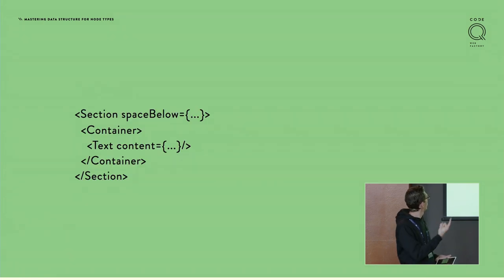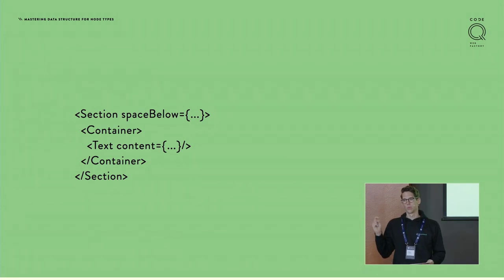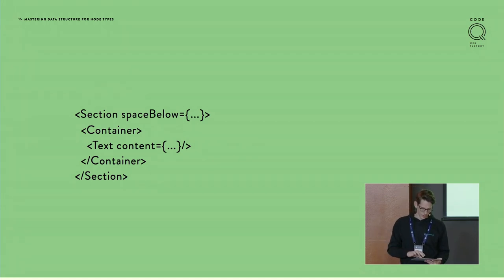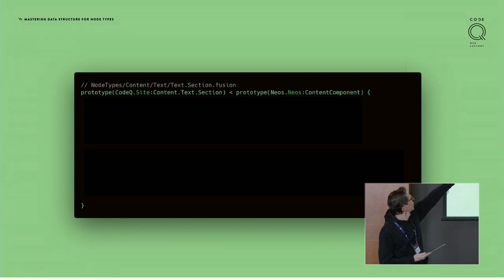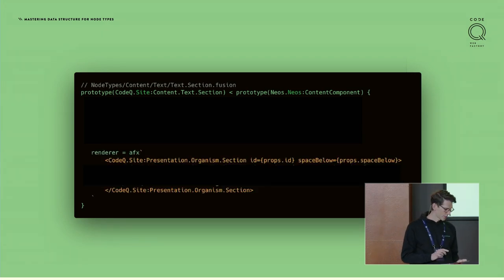Now, we said a text section would look like this in pseudocode. Now, let's make real code out of it. So we would have a Fusion object, which is called text section. You see, I always group this in the same content folder. So I have a text, and then I might have a variation, text section or text block. And this text section, of course, has a renderer where it creates a section.